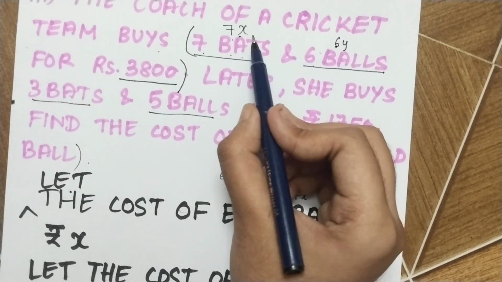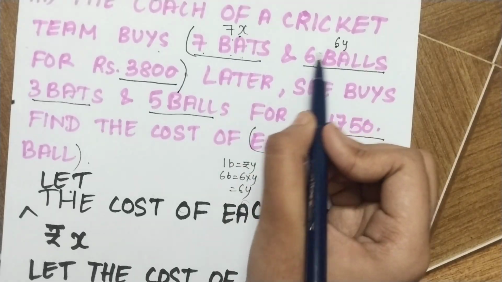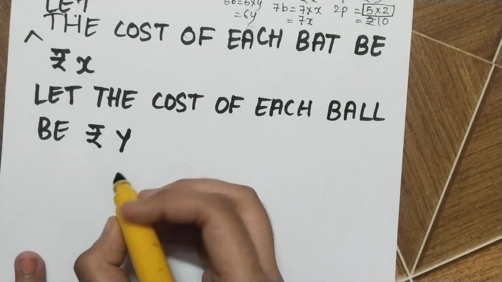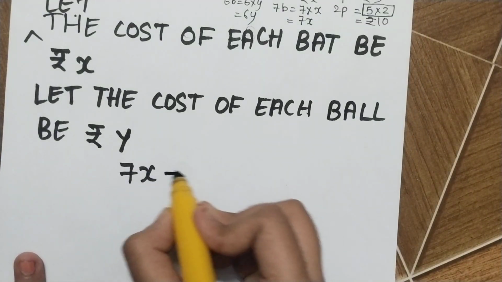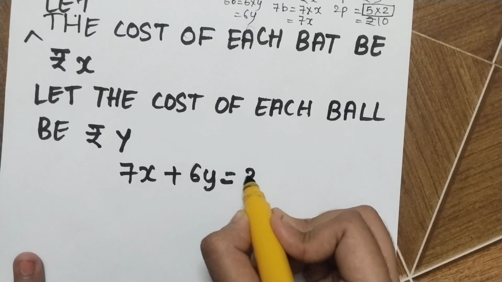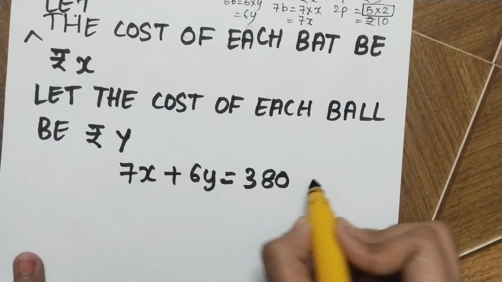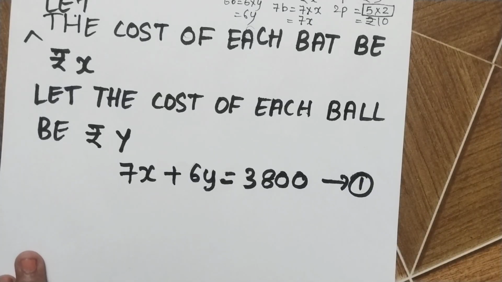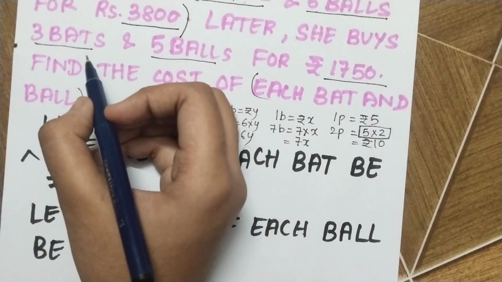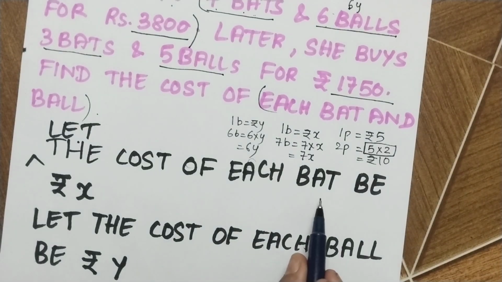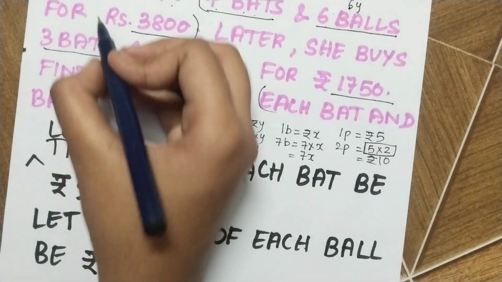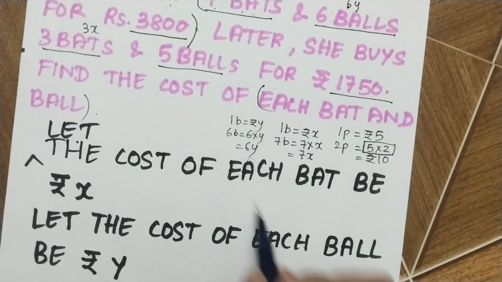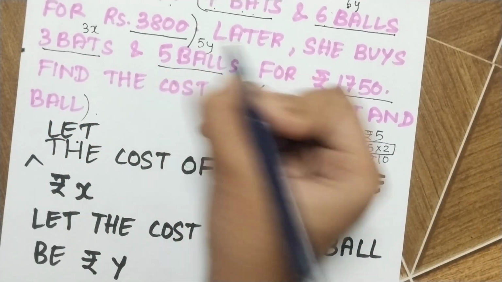Okay, so my total, if I add 7x and 6y, I'll be getting rupees 3800. So I can write here 7x plus 6y is equal to 3800. Clear? So this is my first equation. Now she buys 3 bats. So here the cost of 1 bat is x. So 3 bats means 3x. And then 5 balls. Cost of 1 ball is y. So 5 balls means 5y. Clear?